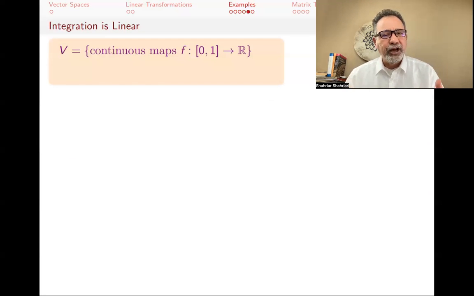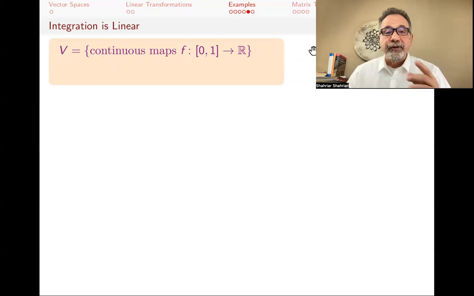Now, the setup is a little bit more complicated. V here is itself made up of functions. So V is a vector space of functions. What kind of functions? Functions whose domain is [0, 1]. So the kinds of things I plug into these functions are numbers between 0 and 1, and what I get is a real number. Real valued functions on the interval [0, 1], but not all functions, only the continuous ones.